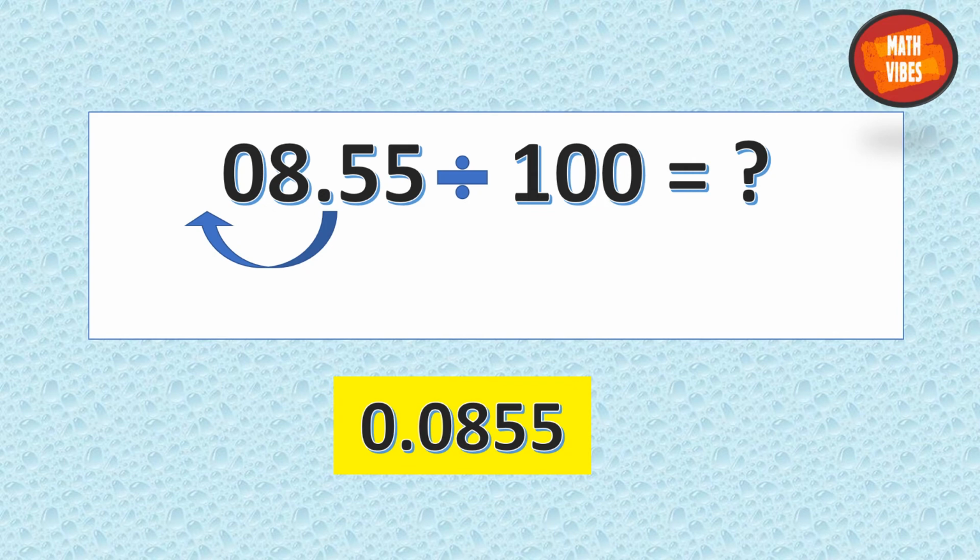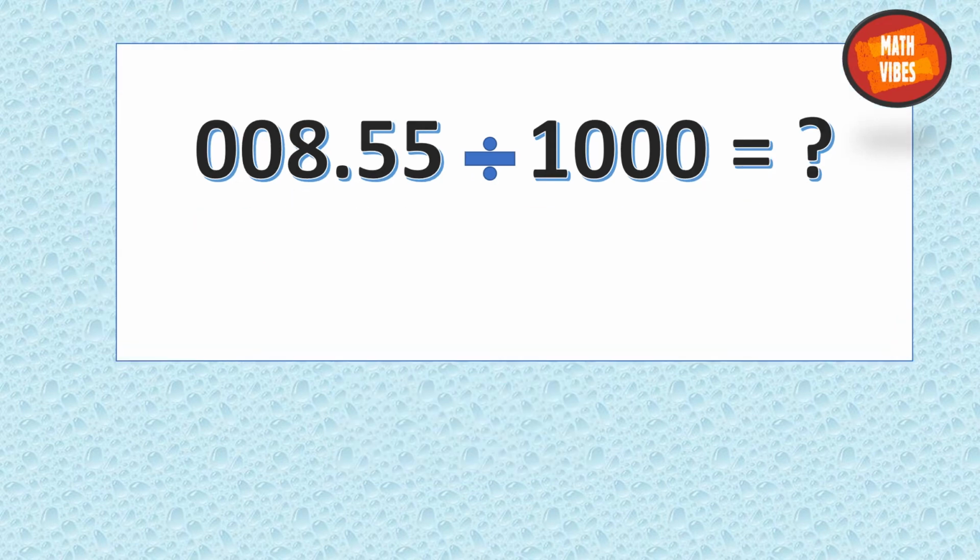Now let's see one more example where you have to divide by 1000. Now see how many zeros are there in 1000. 1, 2, 3. Three zeros are there in 1000, and the sign is of division. So you know that when there is a sign of division, then we have to go to the left hand side. How many places? 1, 2, 3. Three places to the left will give you the answer.